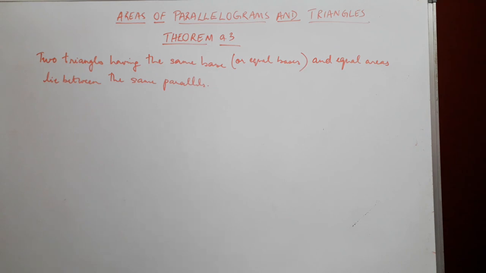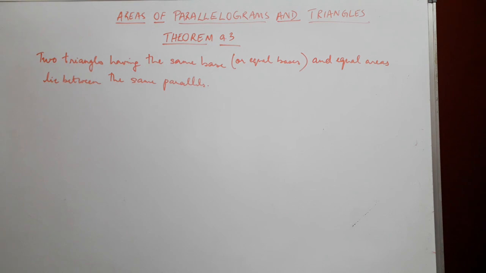In 9.2 the two triangles share the same base, and we were told that they were lying between the same parallels, and when that happened, we said that the two triangles were having equal areas. In this case, we are given that the two triangles have the same base and also equal areas. This is what we are told over here.